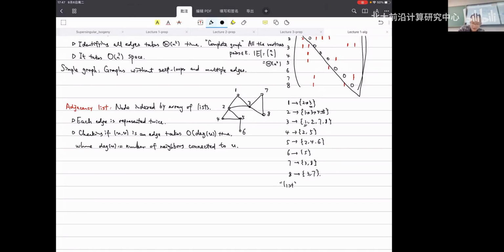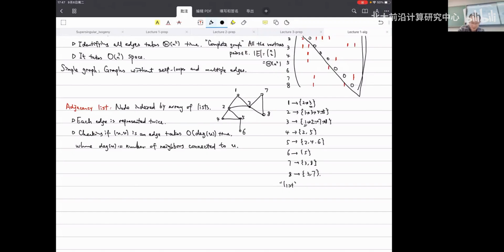To actually check whether, for instance, (3, 7) is an edge, you just check the adjacency list of 3. You see that the first element is 1, the second is 2, the third is 7. Okay, this is what you need. On the other hand, maybe you want to check whether (3, 6) is an edge. You also go into the adjacency list, and you check: the first element is 1, the second is 2, and the third element is 7, and 7 is larger than 6.